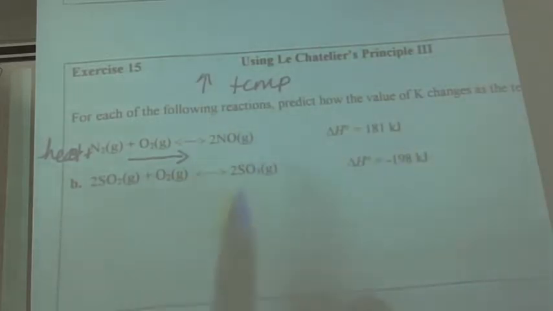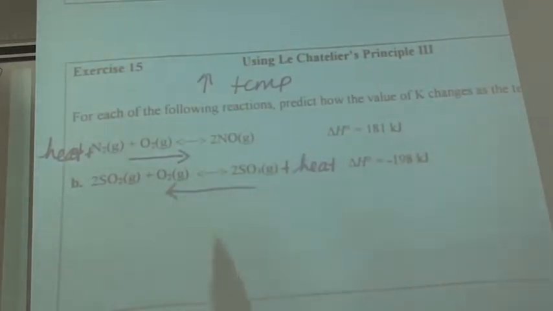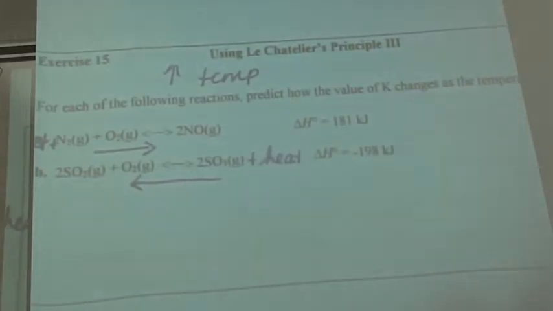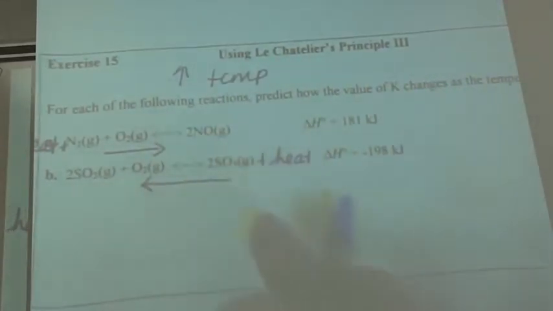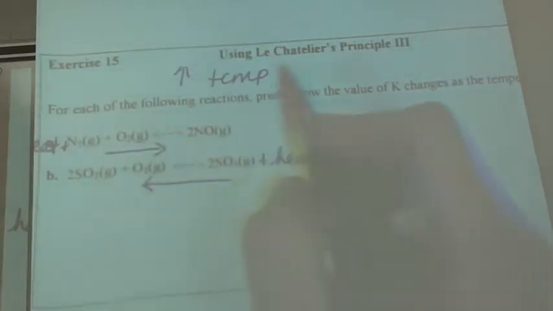Okay. Here we have delta H is negative 198 kilojoules. That is an exothermic reaction. So when you increase temperature, it will shift to the left. Now, that's not what they asked. They said, how does K change as a result of the shift? Well, let's look at this.